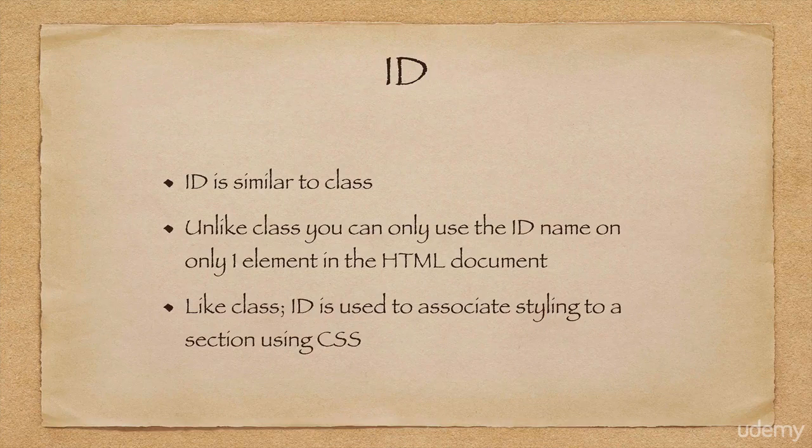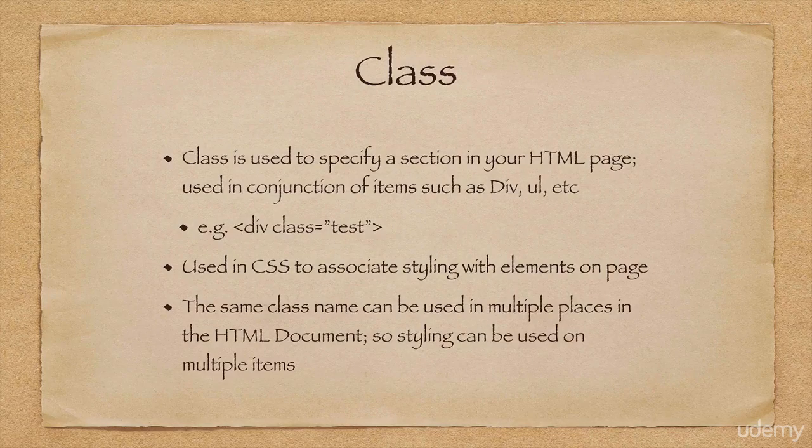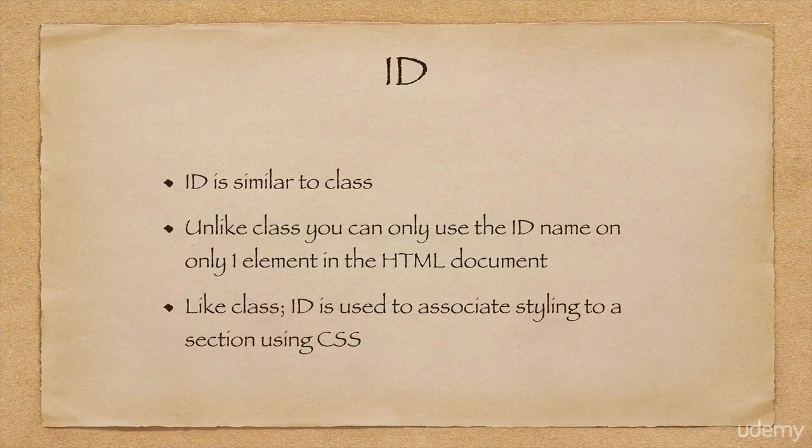Next we look at ID, and ID is similar to class, but unlike class you can only use the ID name on one element in the HTML document. So if we associate a div with an ID, then it could only be used once, and it's a very similar format to class, except whereas in the previous we have that div class equals test, we'd have div ID equals test. But as I say, we can only use it once within the HTML document.